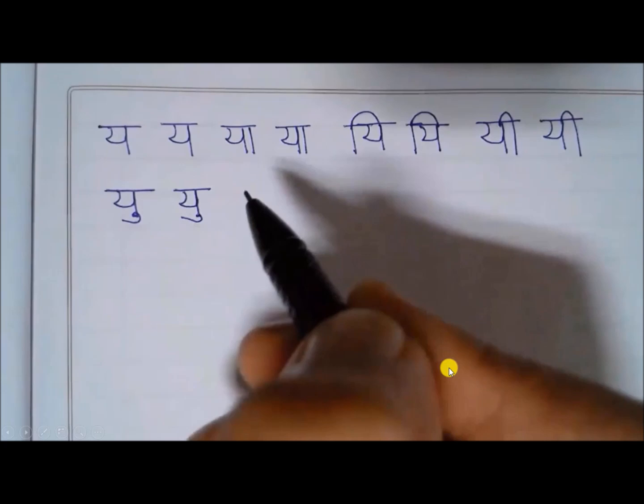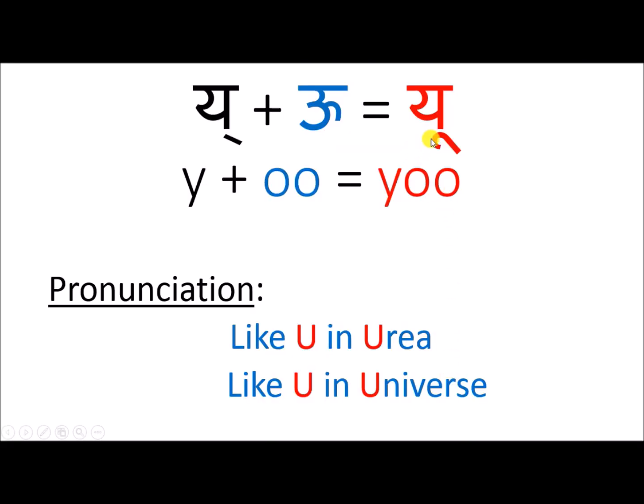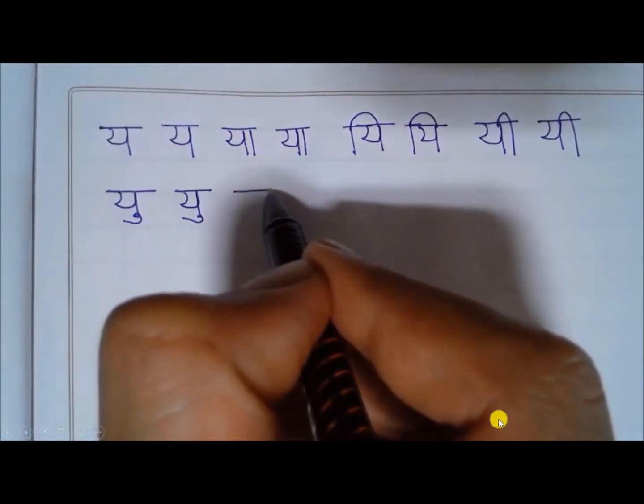The next sound is yoo. You get this sound yoo when you add y to oo. Y plus oo equals yoo. Yoo is pronounced like u in urea, and like u in universe. And yoo is written like this.